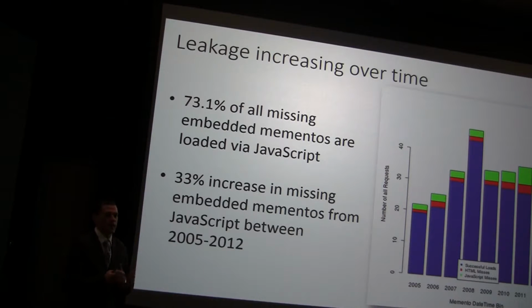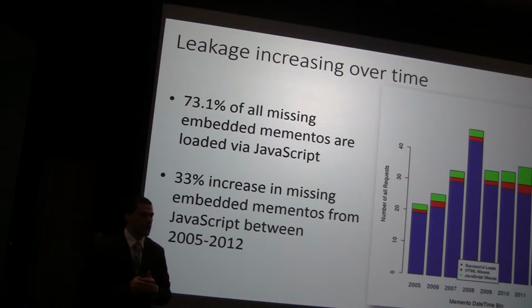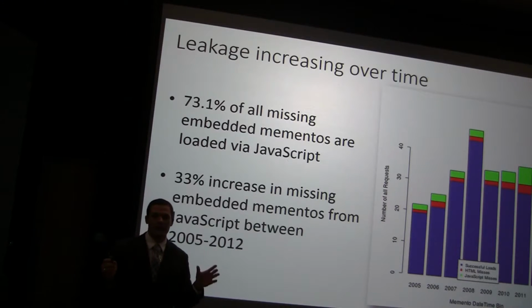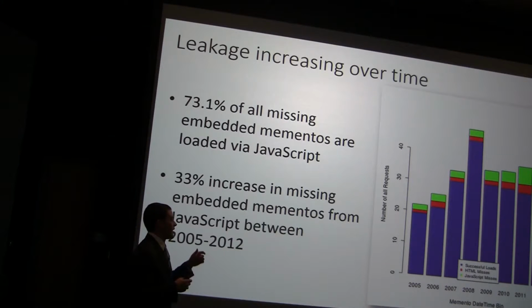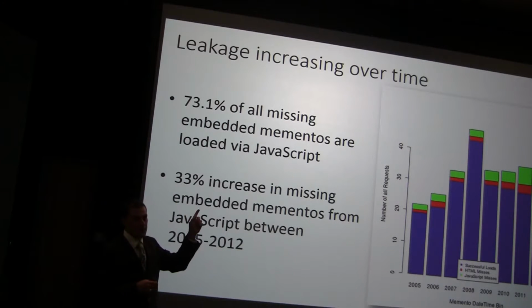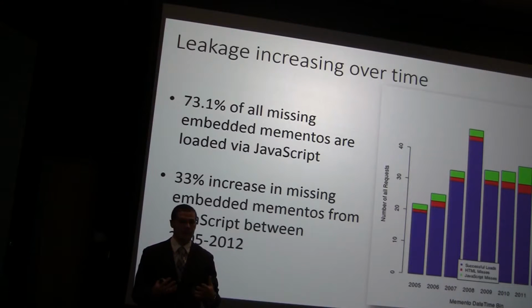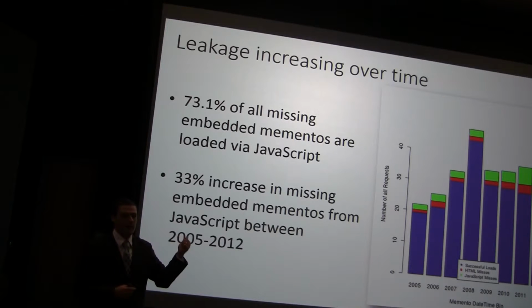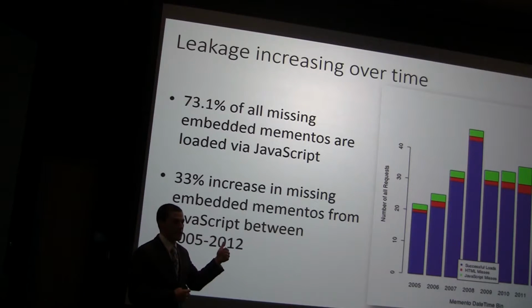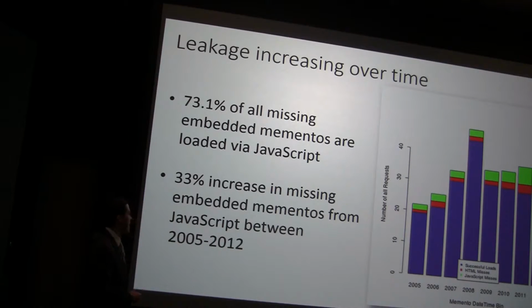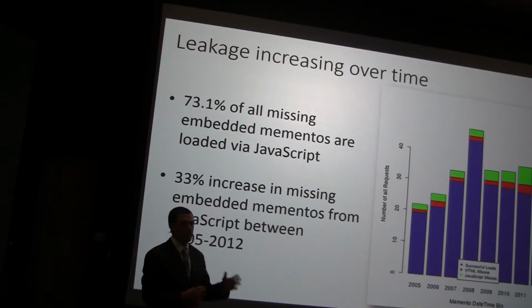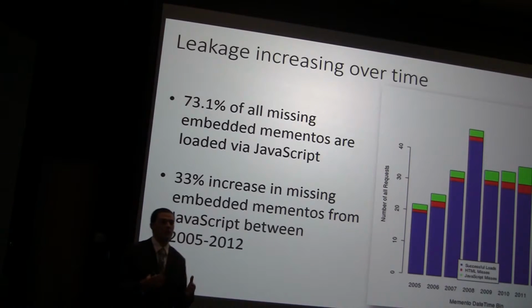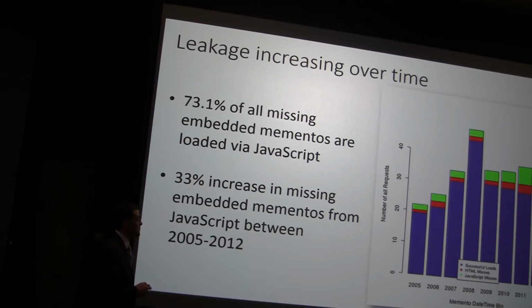And to look at that another way, again considering 2005 to 2012, if we consider everything in that observation period that we saw was missing from the archives, about 73.1% of it was missing because it was reliant upon JavaScript. That means almost 3/4 of everything that was missing from the archives that we observed was missing because of JavaScript. And just to look at sheer numbers, from 2005 to 2012, we saw a 33% jump in the number of missing embedded resources in our mementos.